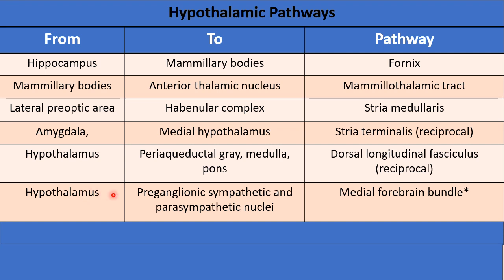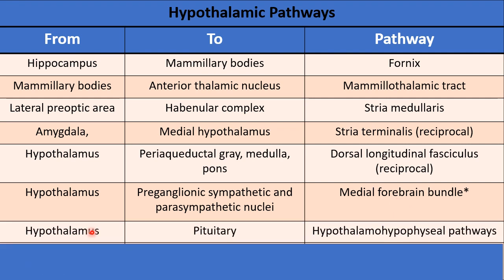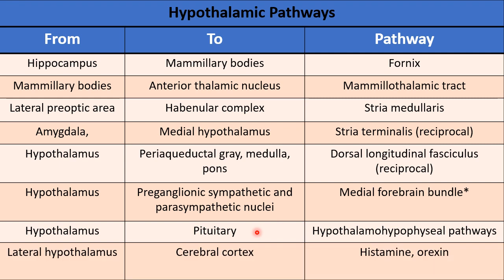Then from the hypothalamus to the preganglionic sympathetic and parasympathetic nuclei through the medial forebrain bundle, and from the hypothalamus to the pituitary gland through the hypothalamo-hypophyseal pathways. And from the lateral zone of the hypothalamus to the cerebral cortex, it passes through histamine and orexin. So these are the two pathways through which it reaches the cerebral cortex.